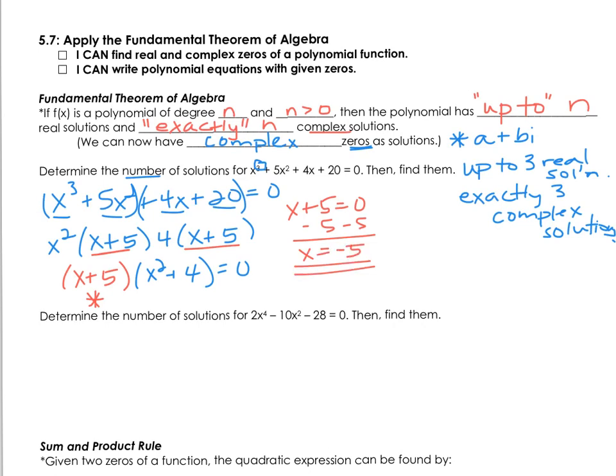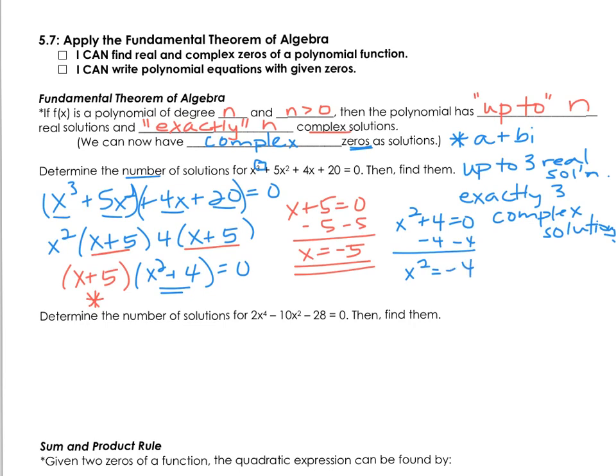But when I set the other one equal to 0, watch this, x squared plus 4. Because it doesn't factor, we're just going to move that 4 over, and we have x squared is equal to negative 4. That's a 4. Let's make sure to fix that so that looks better.